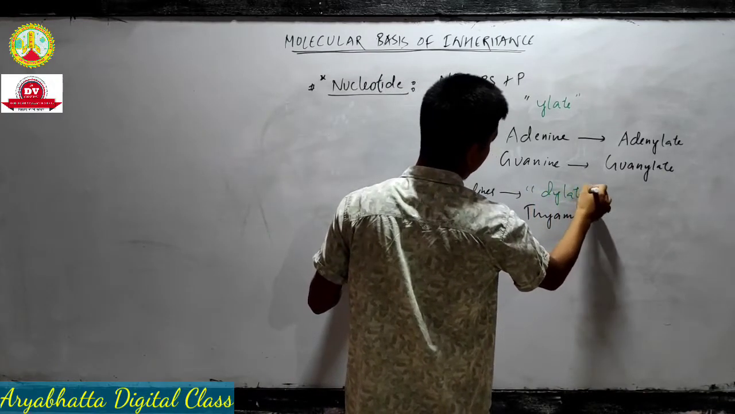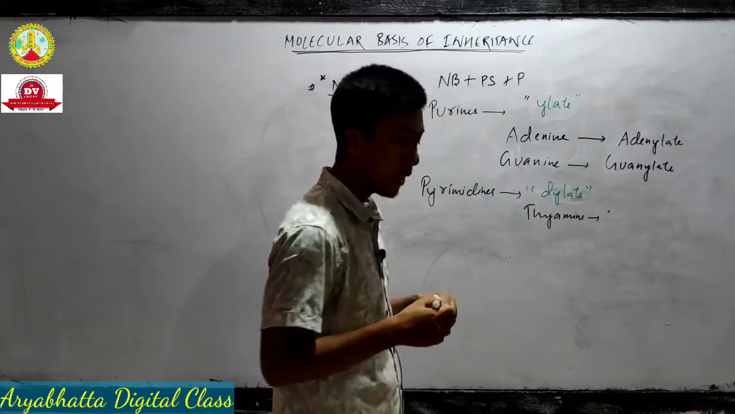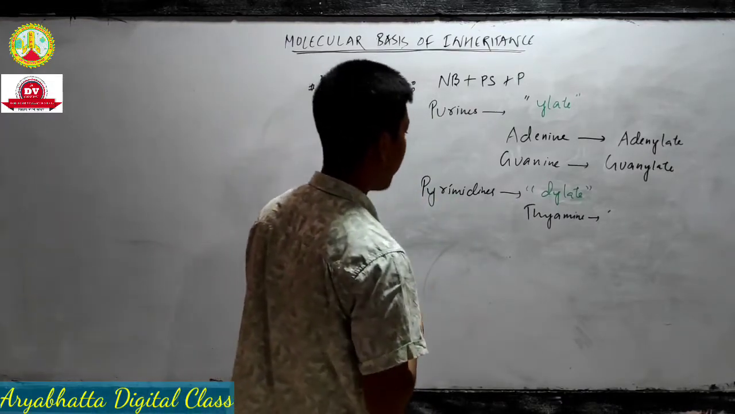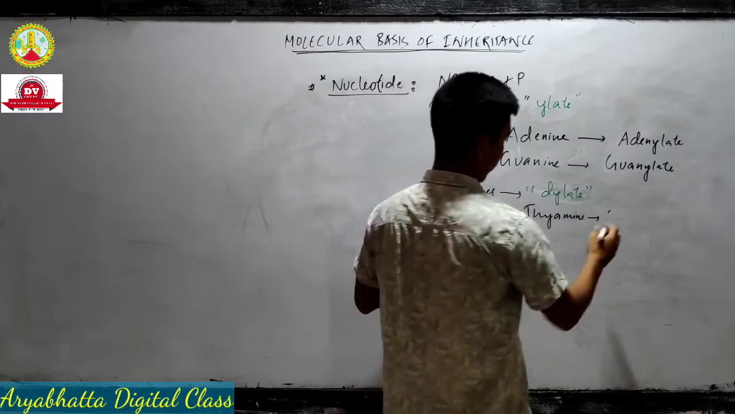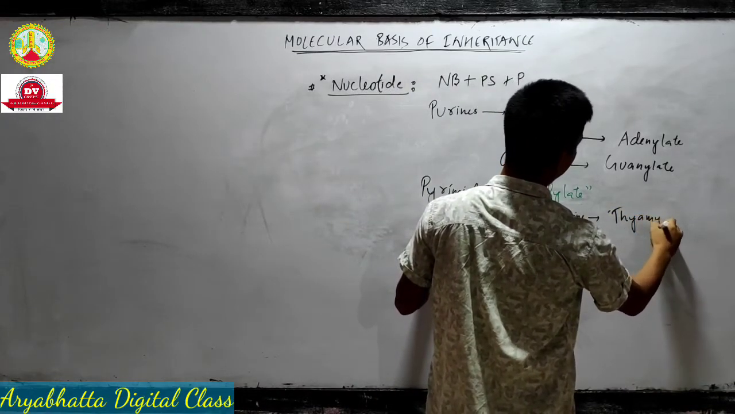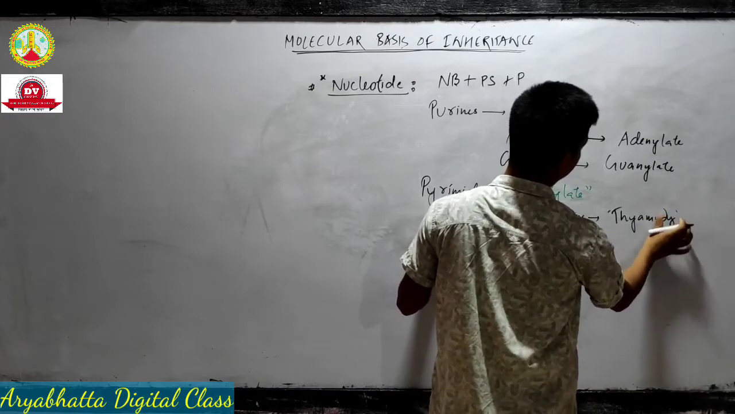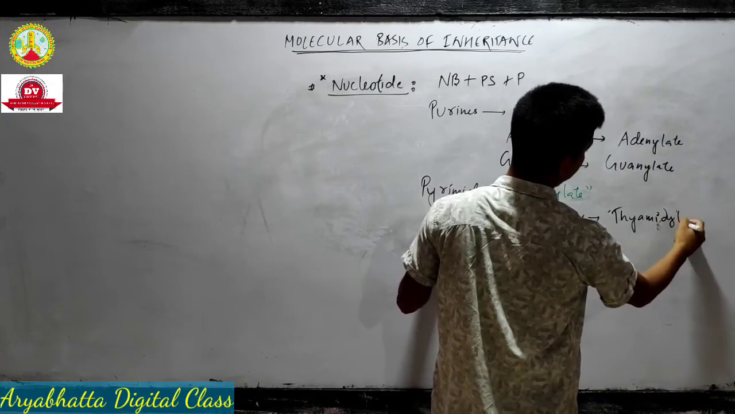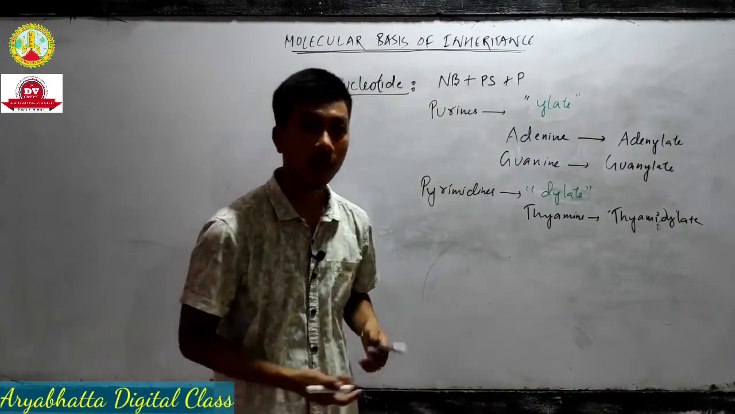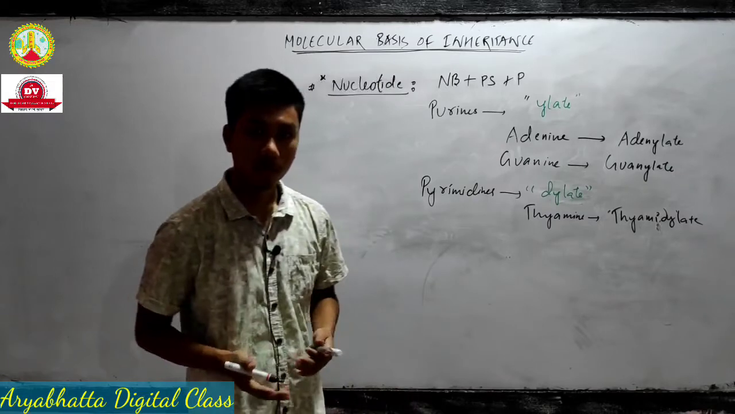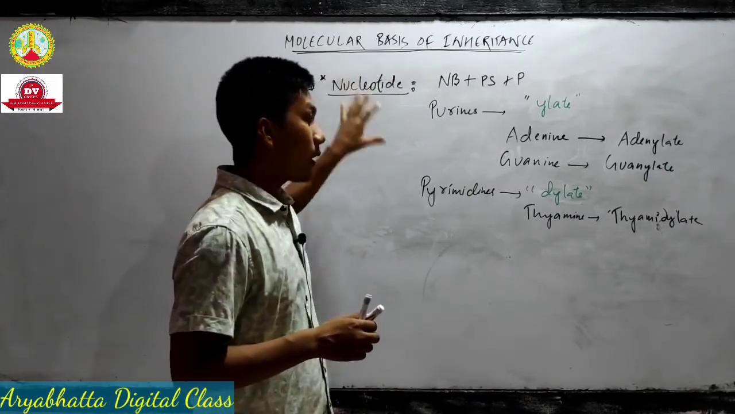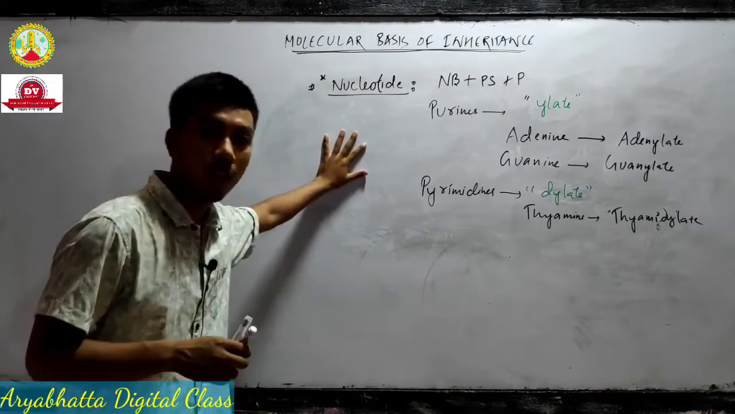In case of pyrimidines, we add the suffix dylate, D-Y-L-A-T-E. So we will read thymine as thymidylate. Thymidylate, cytidylate, uridylate. तो ऐसे हम लोग रीड करेंगे सेंटेंस को. ओके, ऑल राइट.